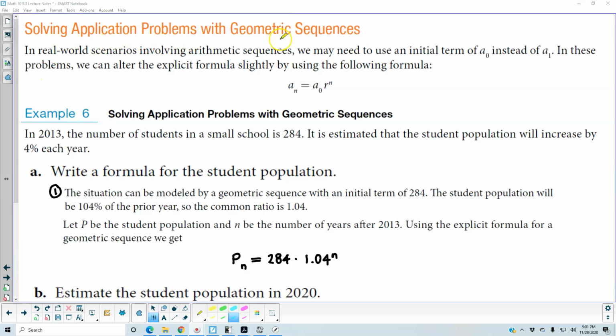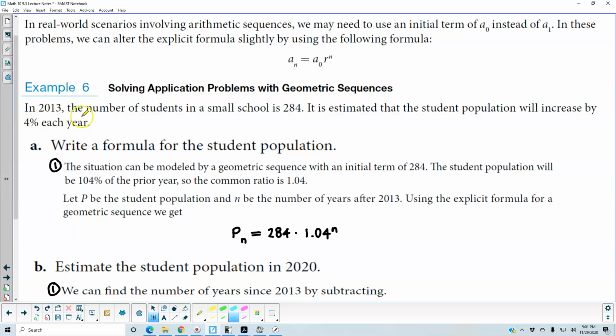Solving application problems with geometric sequences. In real-world scenarios involving arithmetic sequences, we may need to use an initial term of a subscript 0 instead of a subscript 1. In these problems, we can alter the explicit formula slightly by using the following formula. A subscript n is going to equal the initial term a subscript 0 times the common ratio r raised to the power of n. So for example 6, we're solving application problems with geometric sequences.